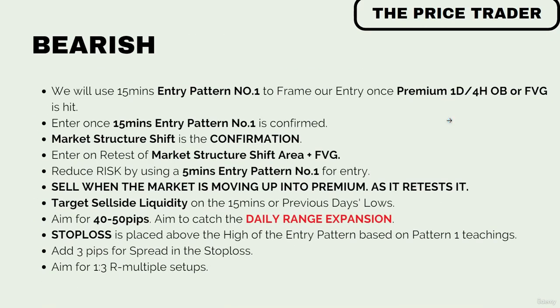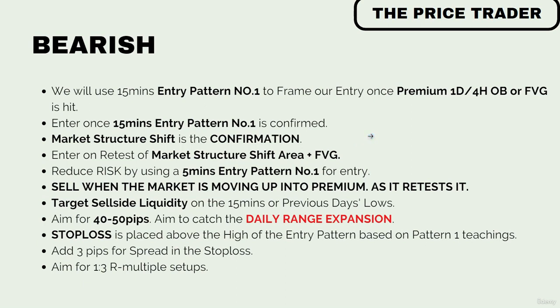So what do you do? When you're bearish, you'll want to use the 15 minutes entry pattern number 1 to frame our entry once a premium 1-day or 4-hour order block or fair value gap is hit. So once you see the 15 minutes entry pattern number 1 confirmed, and as I've outlined here, the confirmation is the market structure shift, you enter on the retest of market structure shift area coupled with a fair value gap. So sometimes it may not get to the market structure shift area, but you want to couple that with a fair value gap for confluence.